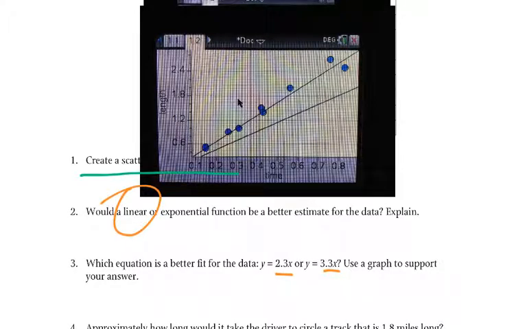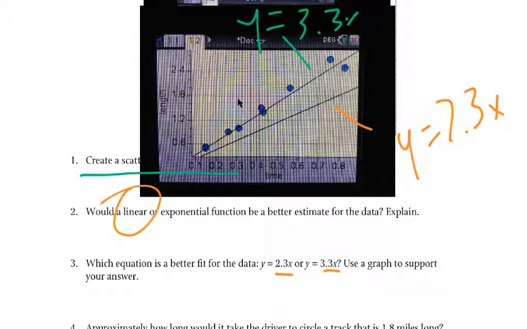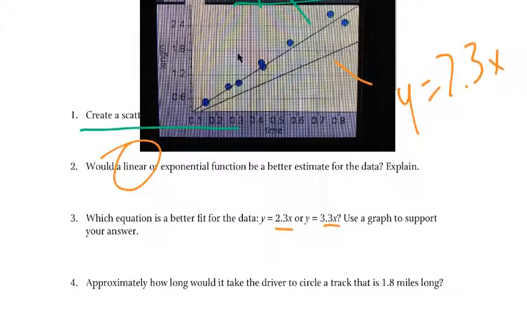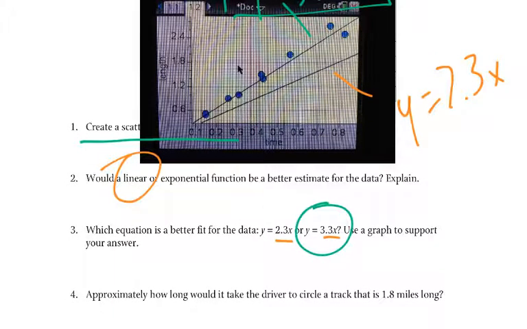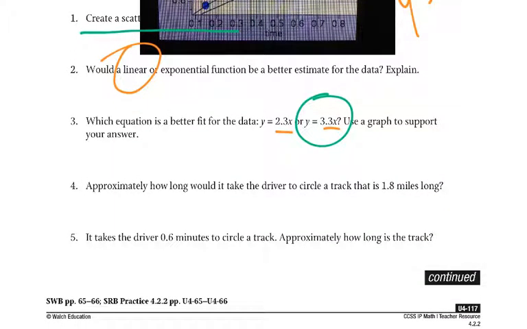So if we look at these two lines, the bottom one is y equals 2.3x, and the top one is y equals 3.3x. So I think it's pretty clear that y equals 3.3x is a better fit for our data. Follows the dots much better. So then we can use that one to help us answer 4 and 5.